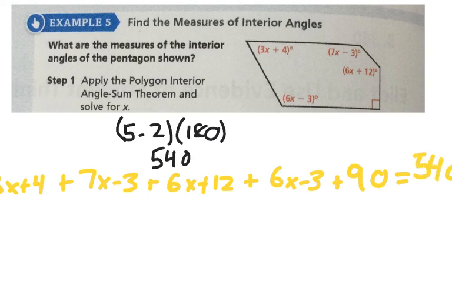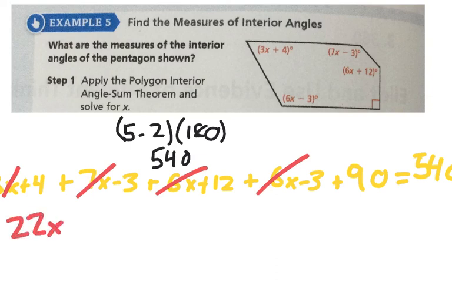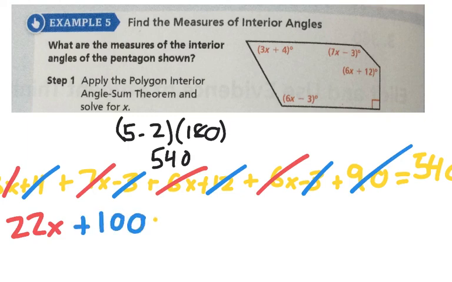And it's the same math, okay? Combine your like terms, and then get x by itself. So what do I have here? 3x plus 7x, that's 10x. 10x plus 6x is 16x. 16x plus 6x is 22x. And now I have 4 minus 3, that's 1. 1 plus 12 is 13. 13 minus 3 is 10. 10 plus 90 is 100. Equals 540.